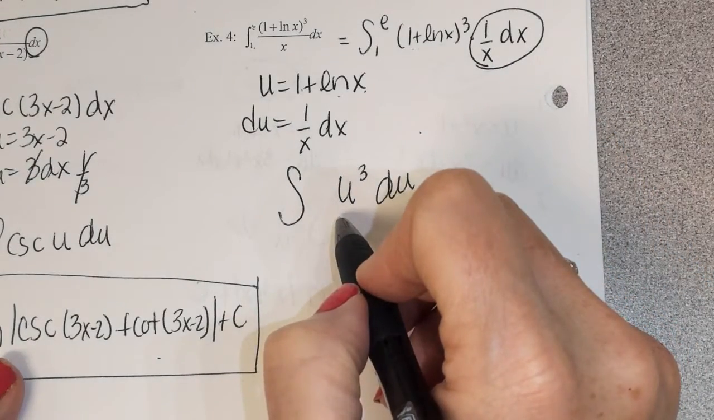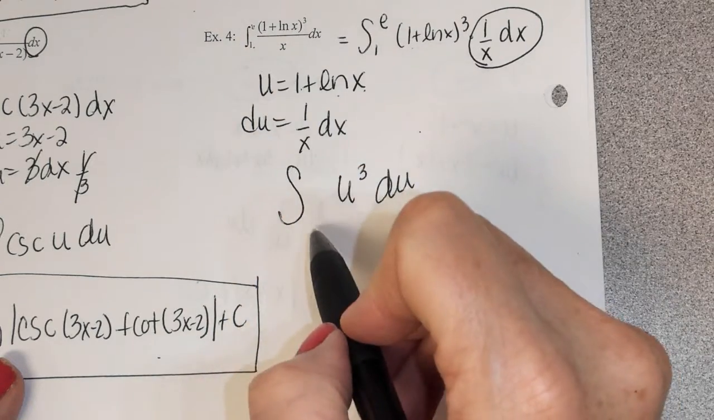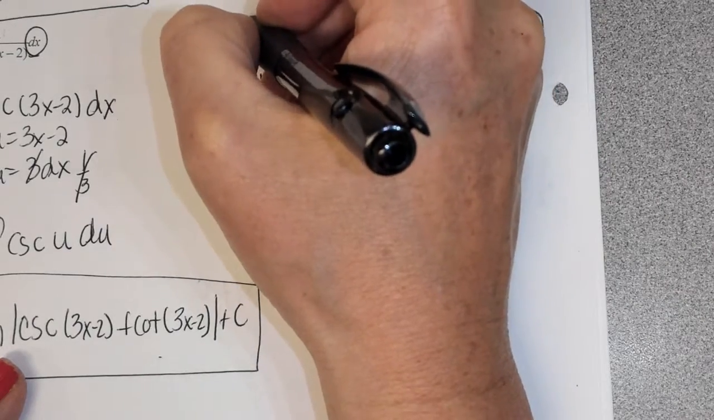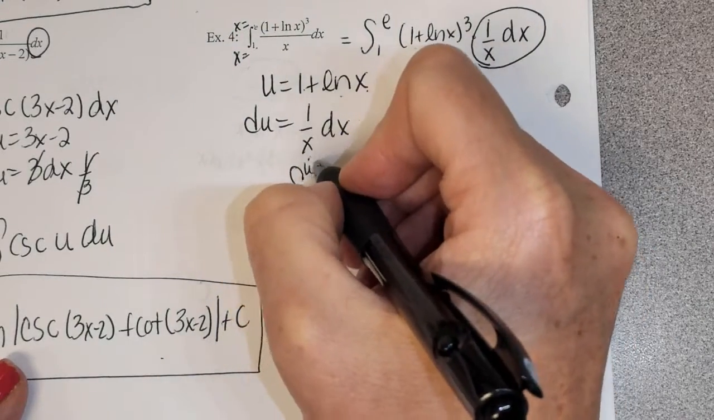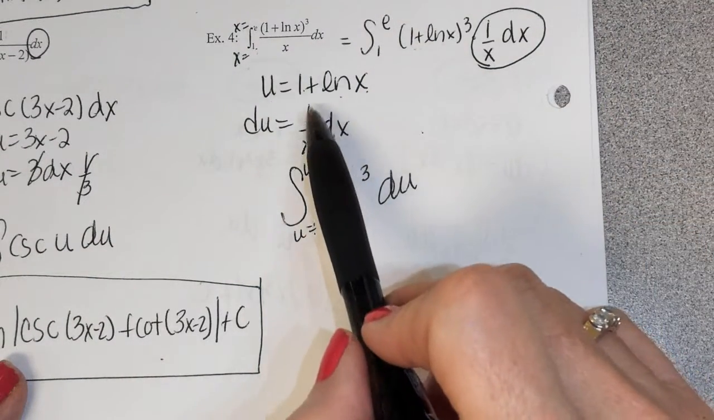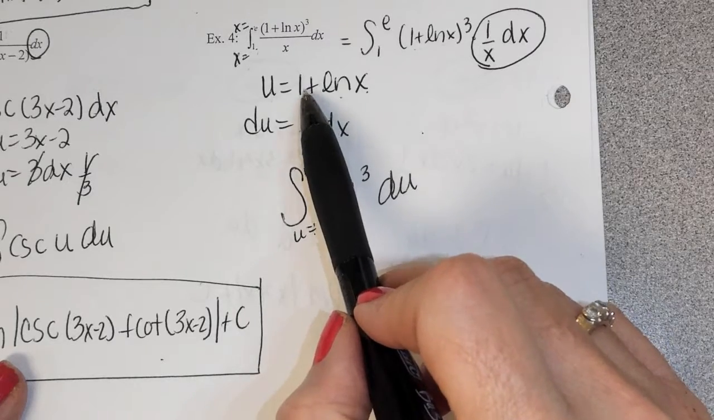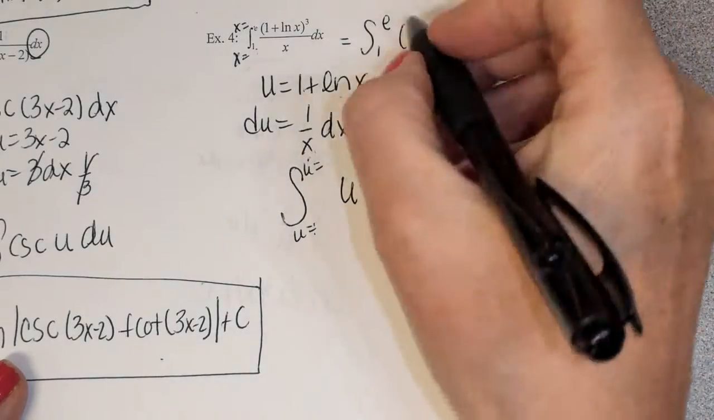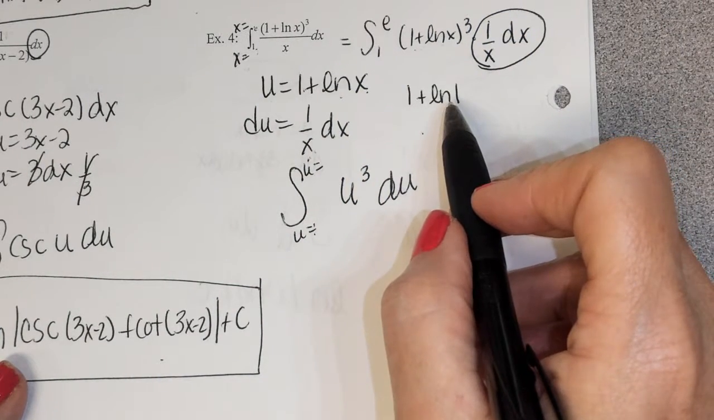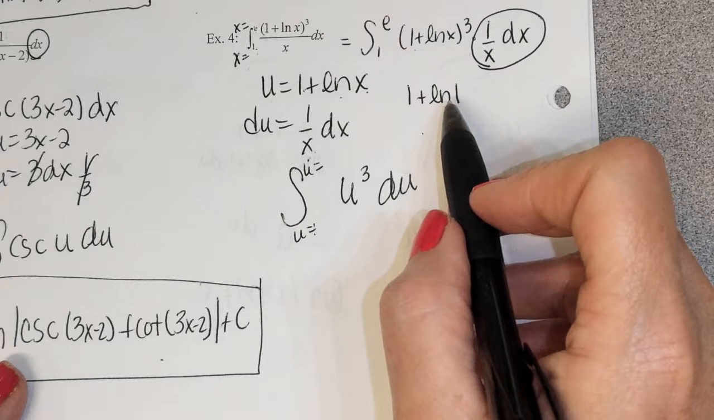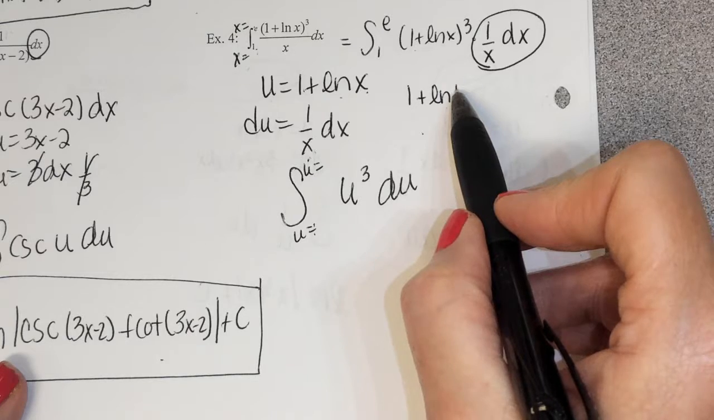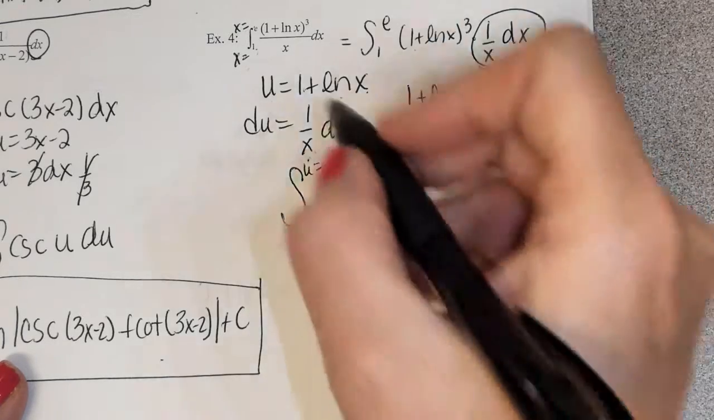Remember when we're doing a u substitution with a definite integral, we should change these. See, these are x's up here. We want to change them into u's. Okay? So plug 1 in for x, right here. 1 plus the natural log of 1. Anybody know the natural log of 1? It means e to what power would be 1? 0. So 1 plus 0 is just going to be 1.